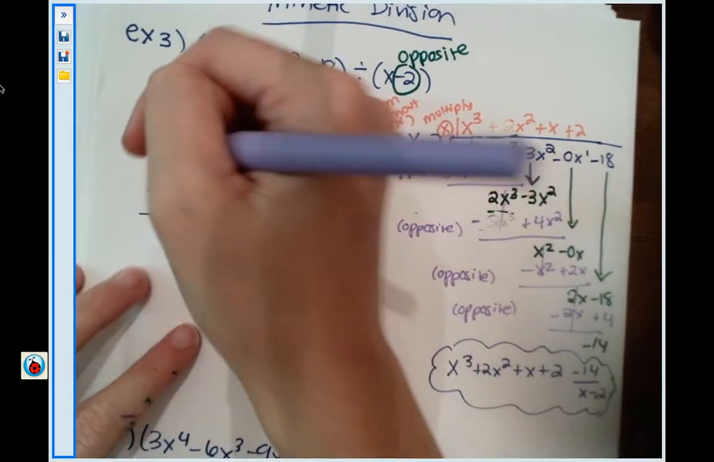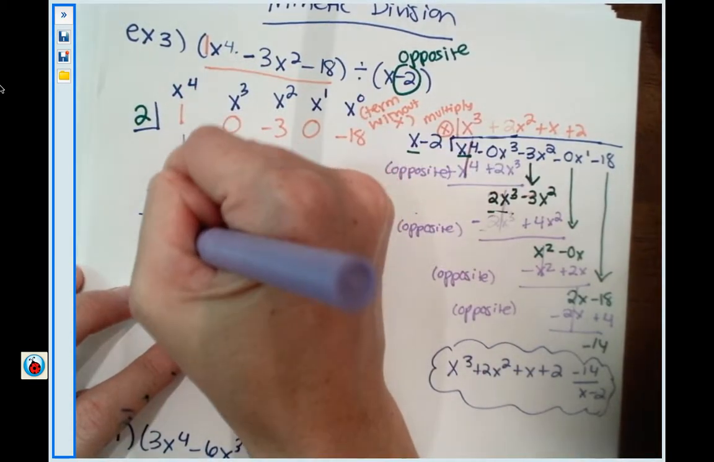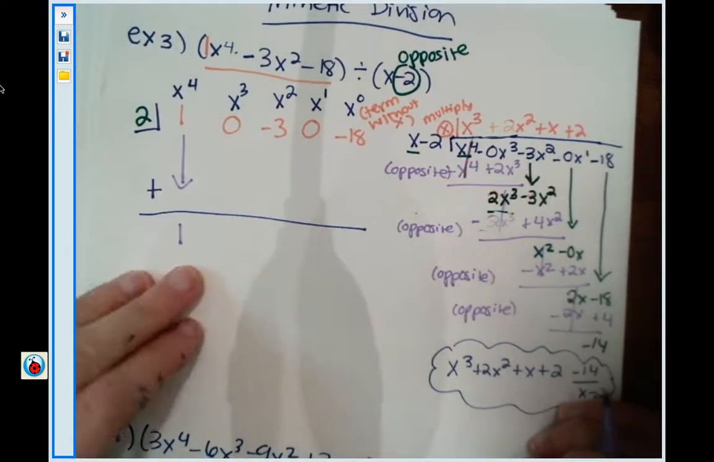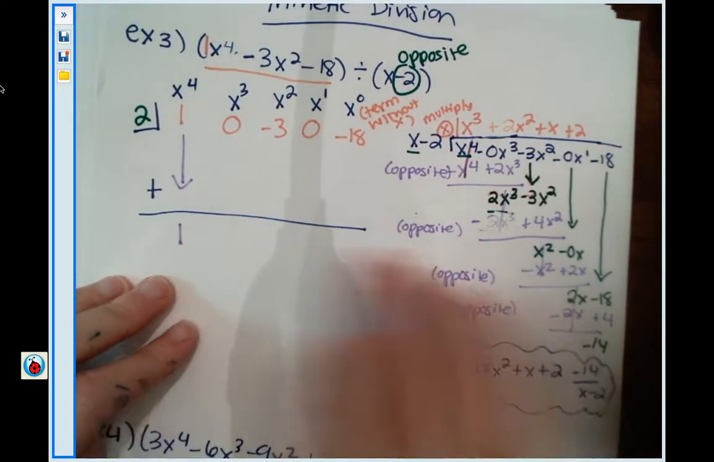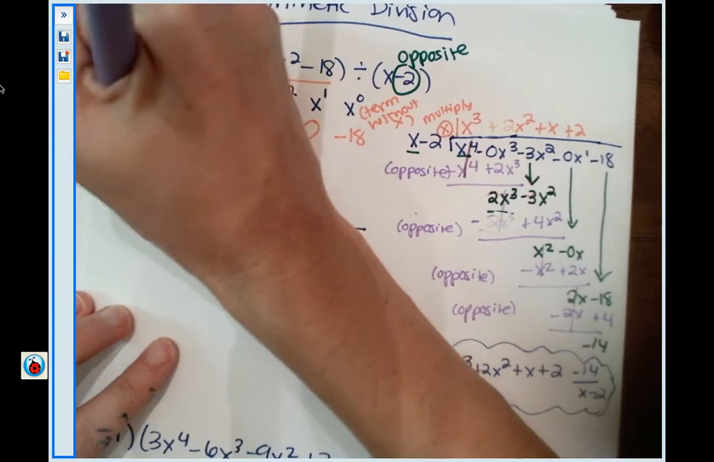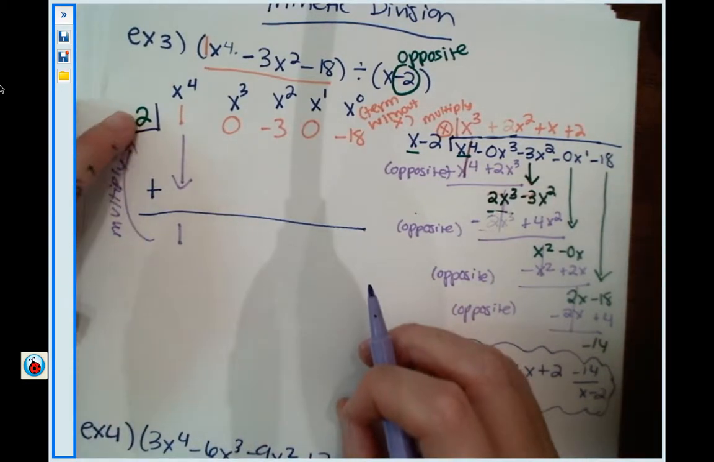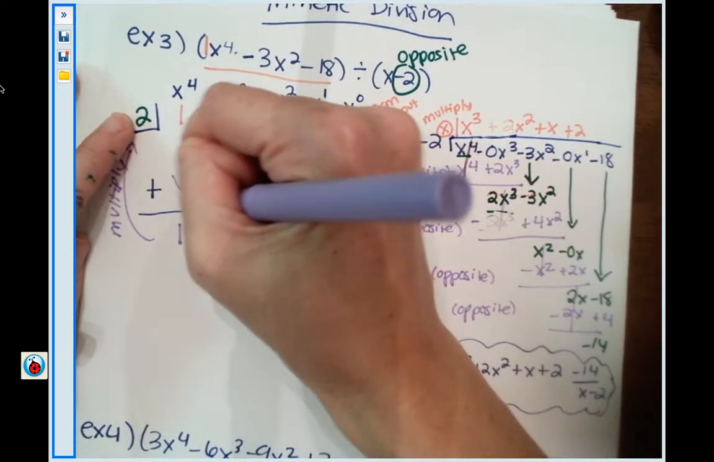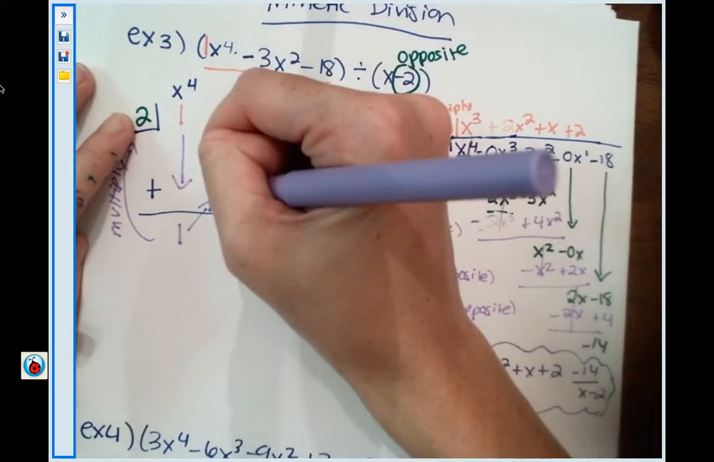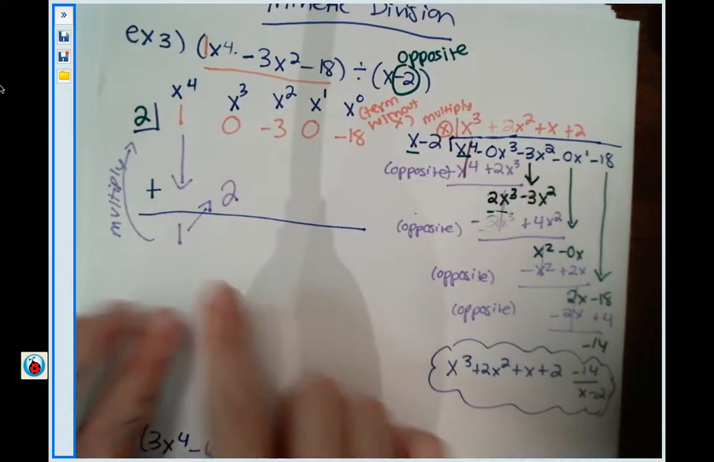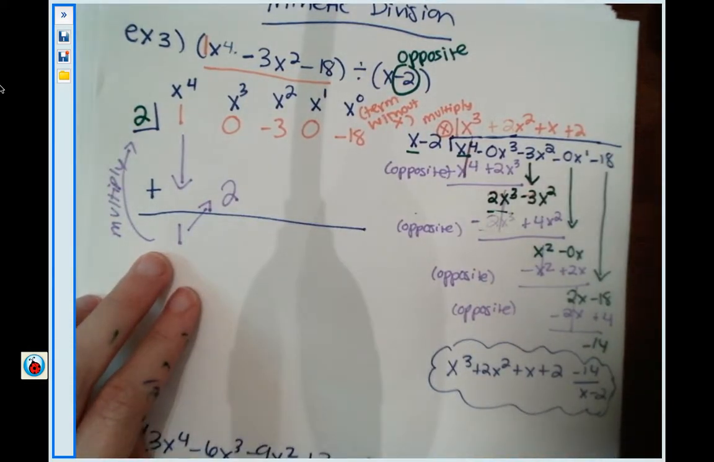Okay, you always bring down the very first number and you write it below the bar. So I brought my 1 down. And then with all these, you're going to be multiplying it by the box. So I'm going to say 1 times 2 is 2. And I'm going to write it above the bar, diagonally in its spot, right above the bar. So I'm just going to shift over a spot and write it above the bar.